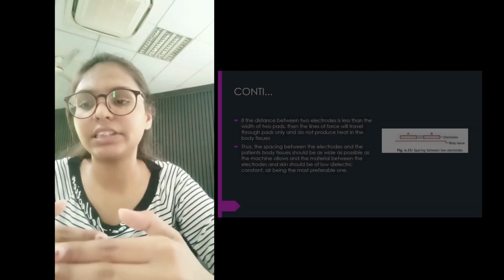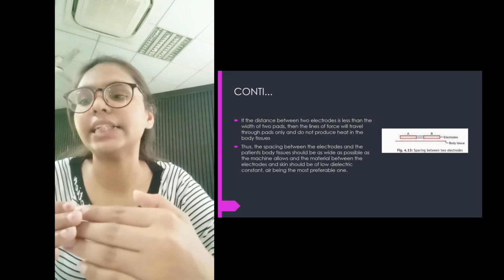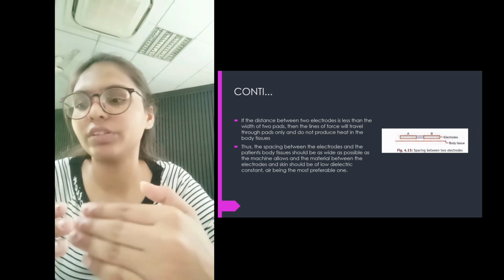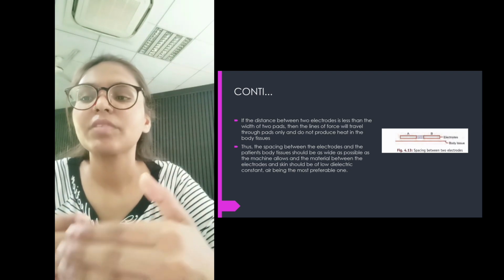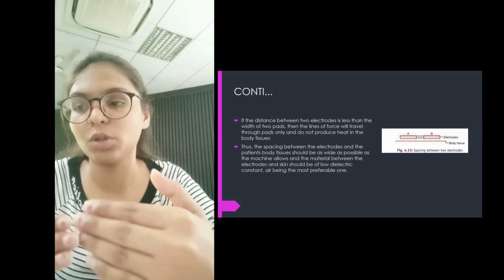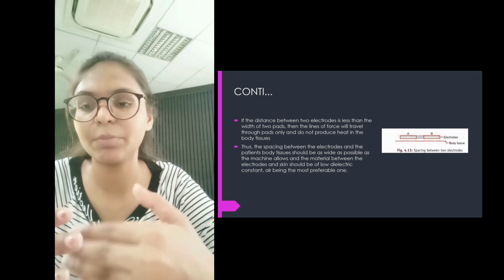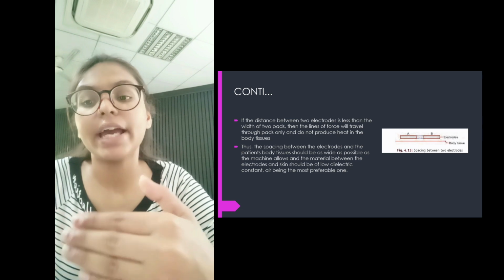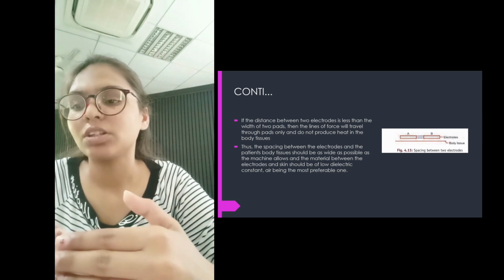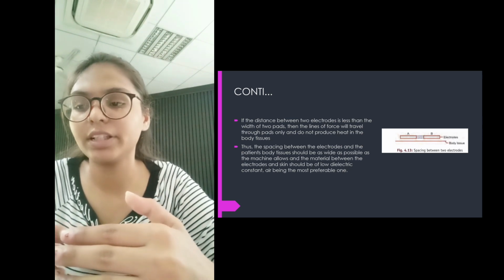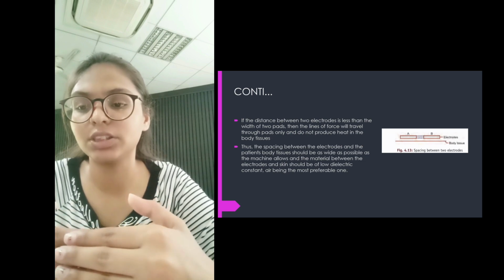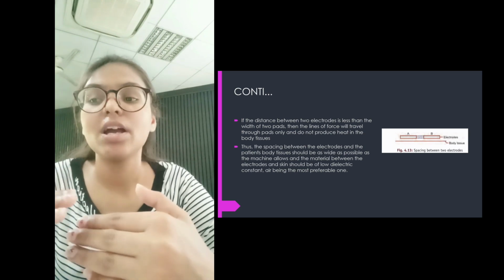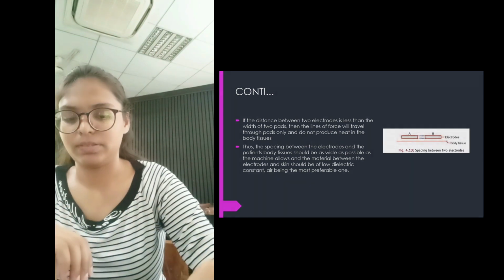If the distance between two electrodes is less than the width of two pads, then the lines of force will travel through the pads only and do not produce heat in body tissues. Thus, the spacing between the electrodes and the patient's body tissue should be as wide as possible. The material between the electrodes and skin should be of low dielectric constant, air being the most preferable one.